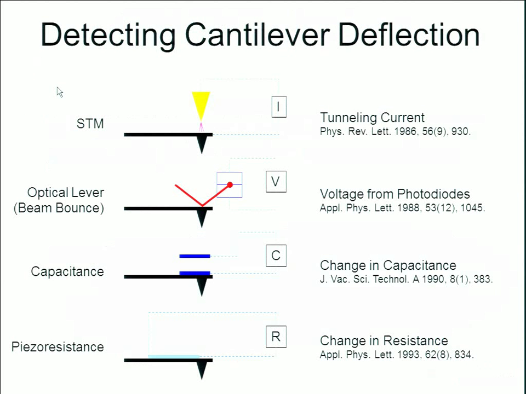As far as detecting cantilever deflection, there are a variety of ways we could do it. We already saw the optical lever or beam bounce technique, but you could also use STM as long as you had a conductive metal on top of here, as we saw in the early first AFM. You could also measure changes in capacitance or even changes in piezo resistance.